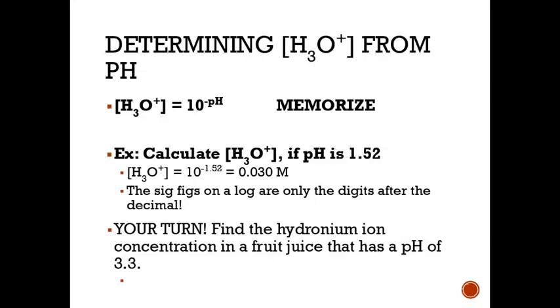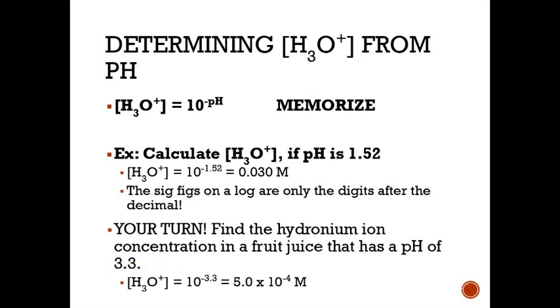Now we're flipping the process around. Instead of finding pH from hydronium concentration, we're going backwards, calculating hydronium concentration when we know the pH. The key formula to memorize is that hydronium concentration equals 10 raised to the negative pH. In the example, when pH is 1.52, we calculate 10^-1.52, which gives us 0.30 M. Notice the important note about significant figures. When working with logarithms, only the digits after the decimal point count as significant figures. So 1.52 has 2 sig figs. Now it's your turn. Use this formula to find the hydronium concentration in fruit juice with a pH of 3.3.